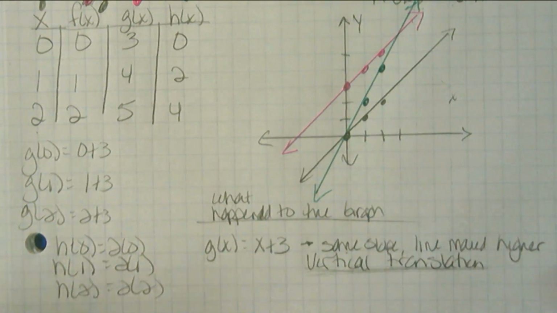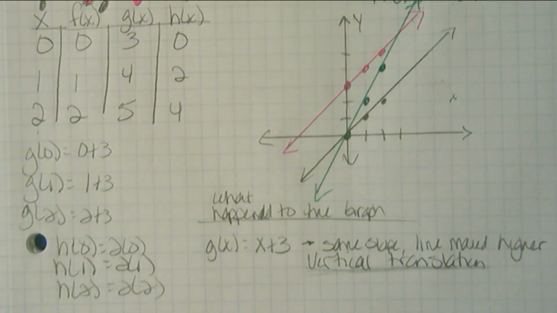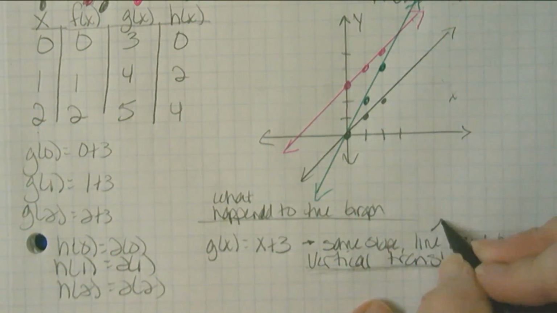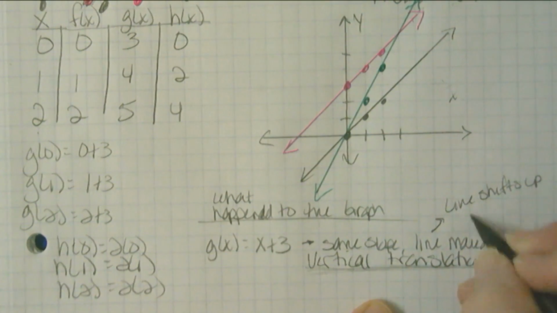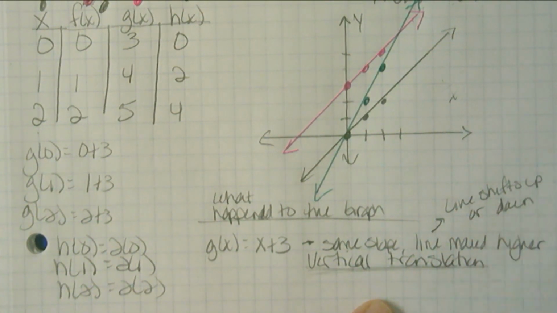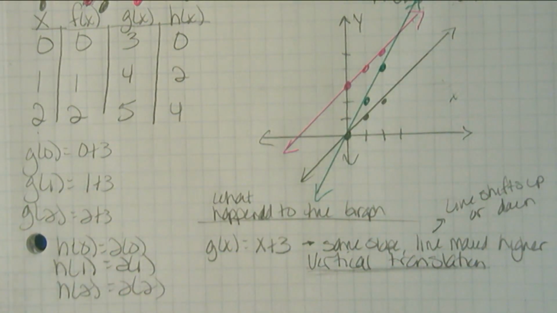This could have been x minus 3. It's the same thing. We have the same slope. Our line shifts up or down. So I'm going to put here line shifts up or down. Which makes sense, right? It's just my y-intercept that's changing. How many of you guys noticed that? All right, my slope stayed the same.